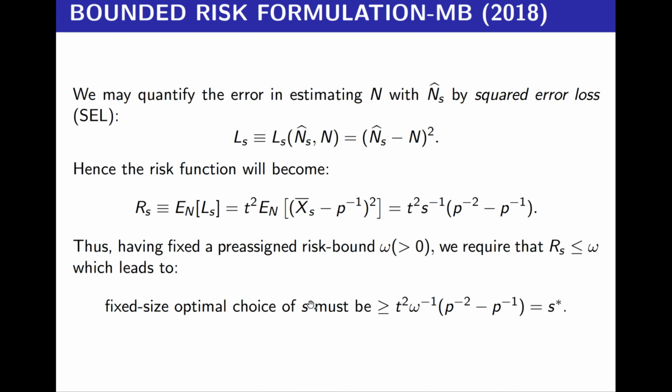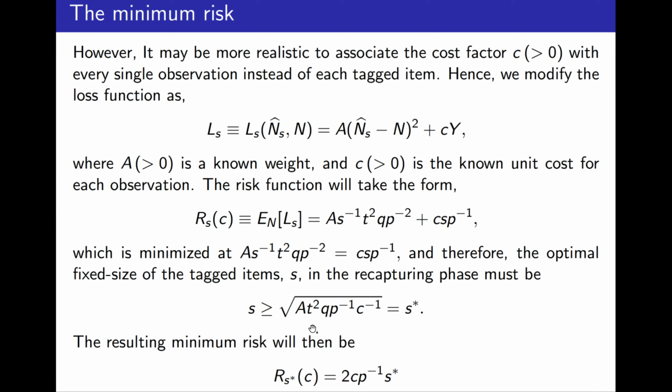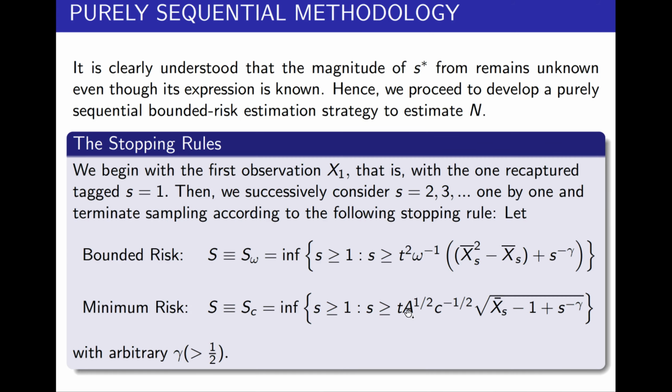Whether it is the bounded risk expression or the minimum risk, in both cases P is involved in the choice of S, so the optimal choice for S, that is S star, remains unknown. So we adopt a sequential methodology, and the sequential methodology comes with a stopping variable. Here is the definition of the stopping variable that we will be using. For the bounded risk, this is the stopping variable, and for the minimum risk, this is the stopping variable.